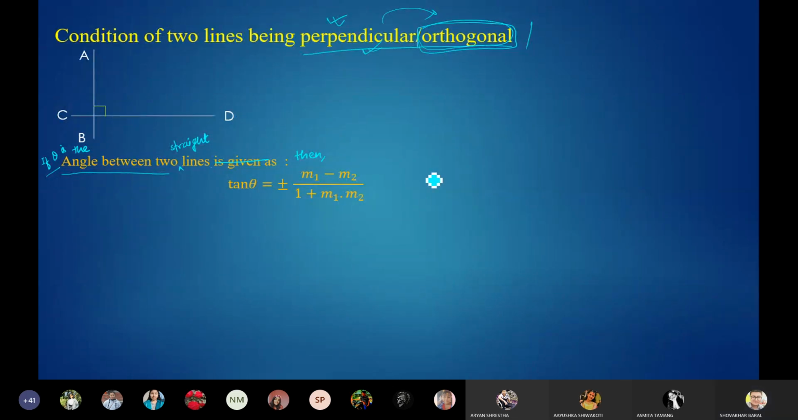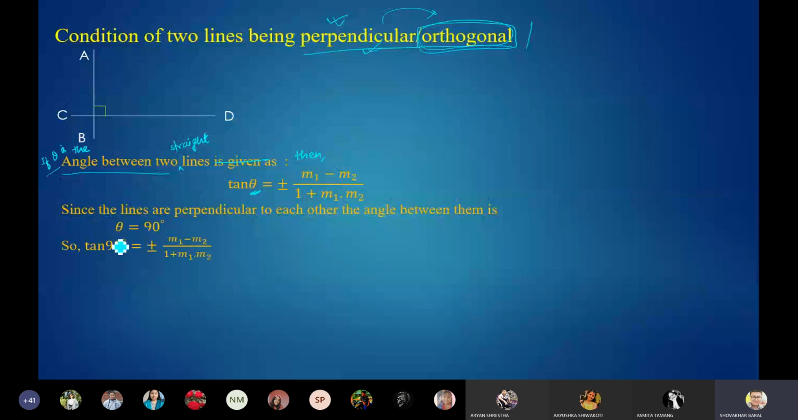Since the lines are perpendicular to each other, the angle between them is 90 degrees. So let's replace theta by 90 degrees. So tan 90 is equal to plus minus m1 minus m2 by 1 plus m1 into m2. Please write it fast.